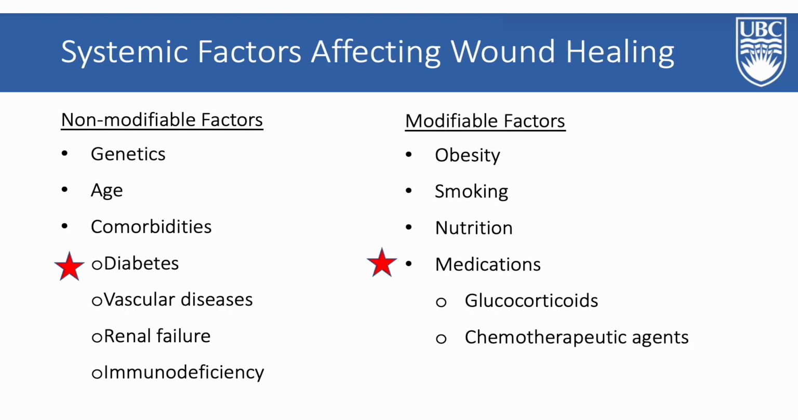Systemic factors can be divided into modifiable and non-modifiable. Those listed with a star may be in either category depending on the situation. Systemic factors include genetics, such as tendency to hypertrophic or keloid scarring, and older age. Underlying medical conditions, such as diabetes, venous insufficiency, renal failure, immunodeficiency, can also impair the quality or delay wound healing.